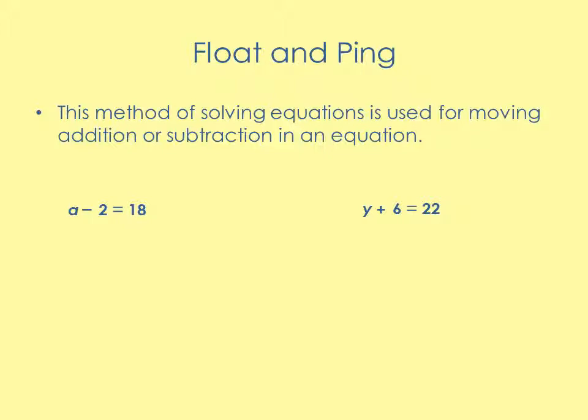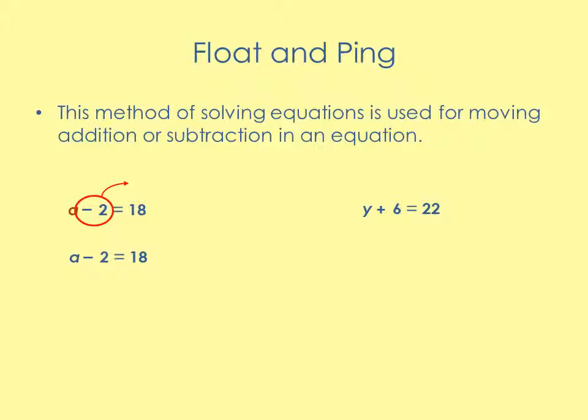So let's have a look at the first equation on the left hand side. I want to find the value of a. Now a needs to be on its own on the left hand side of the equation. So what we're going to do is move the -2 from the left hand side of the equation over to the right hand side of the equation. We're going to float it over the equal sign, and as soon as it goes over the equal sign, it becomes a +2. Let's see how this works.